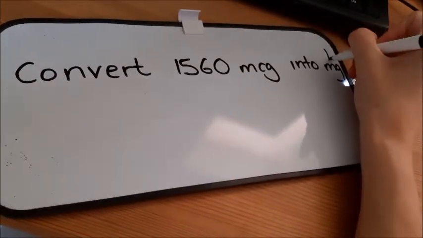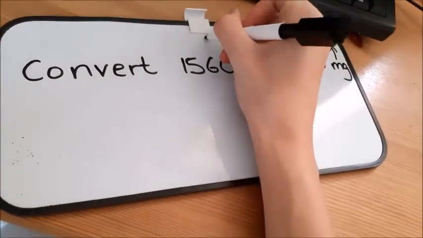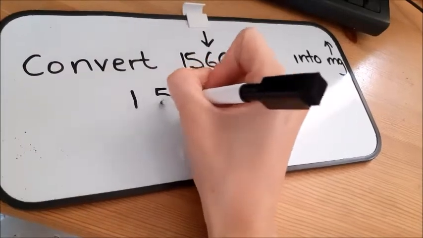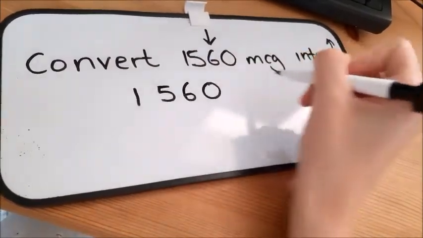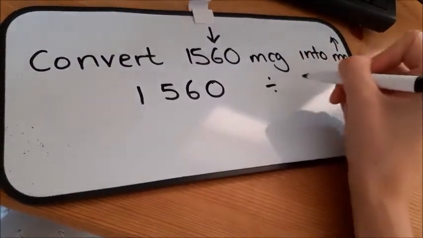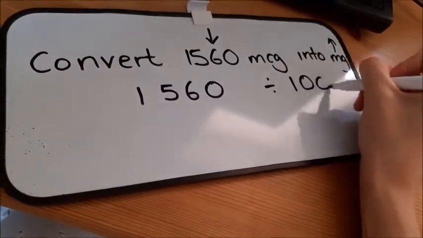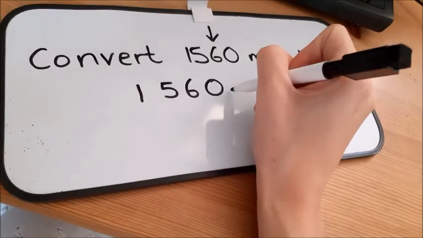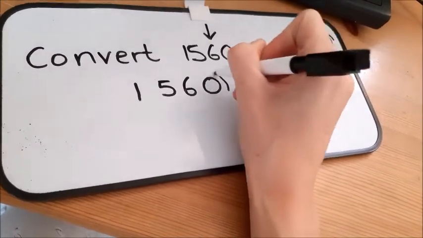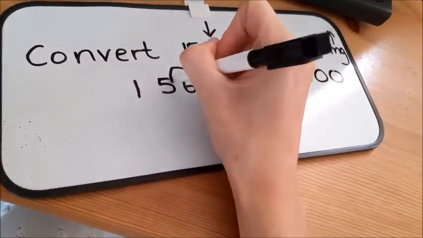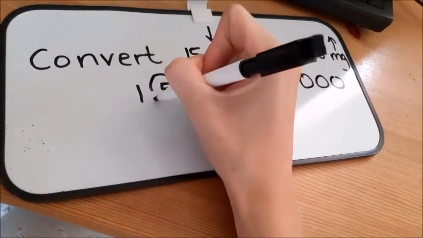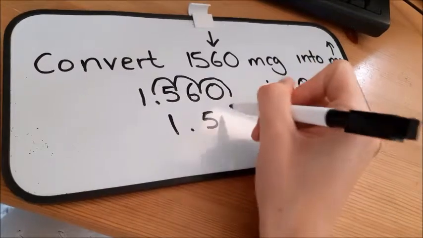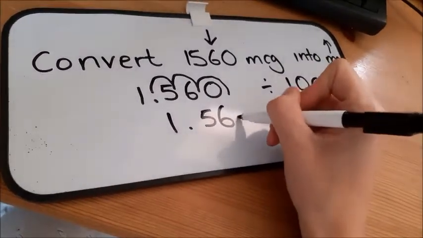Okay, here's another one just like that. We've got milligrams, which is a larger measurement. This number is going to become smaller, so we're dividing. 1,560 micrograms into milligrams. So we divide again by 1,000. We're moving the decimal 3 spaces to the left. 1, 2, 3. I meant to the left, sorry. 1.56 milligrams.